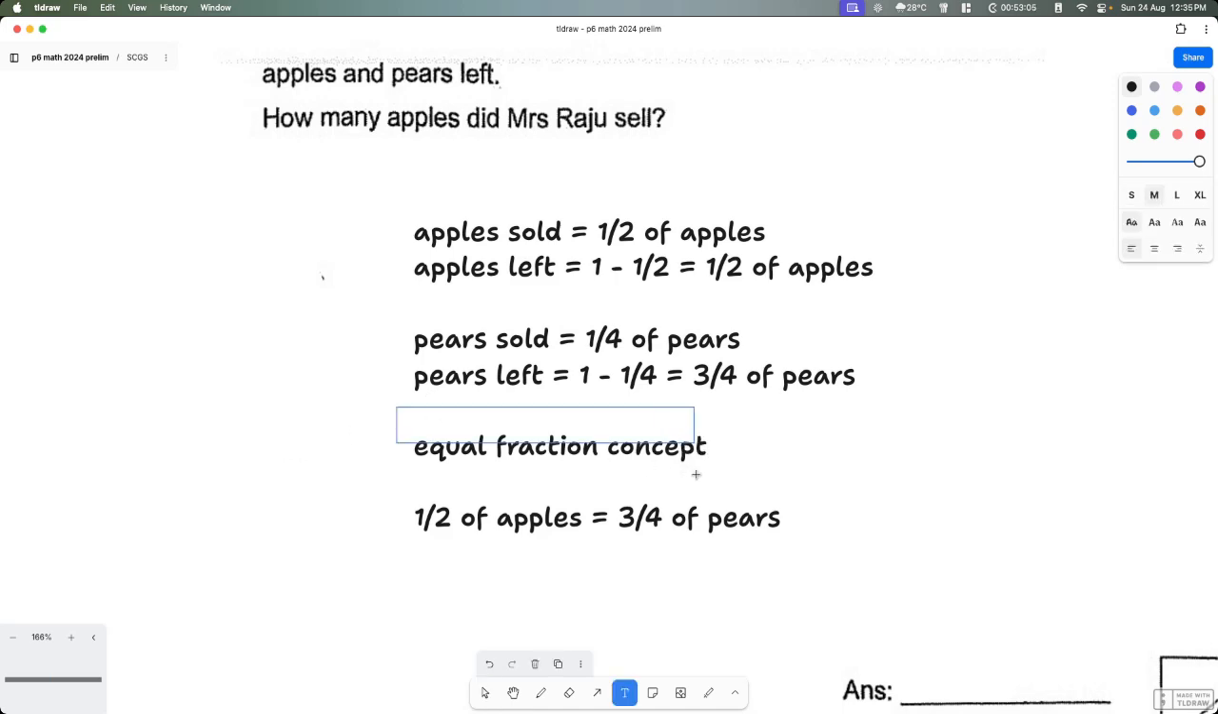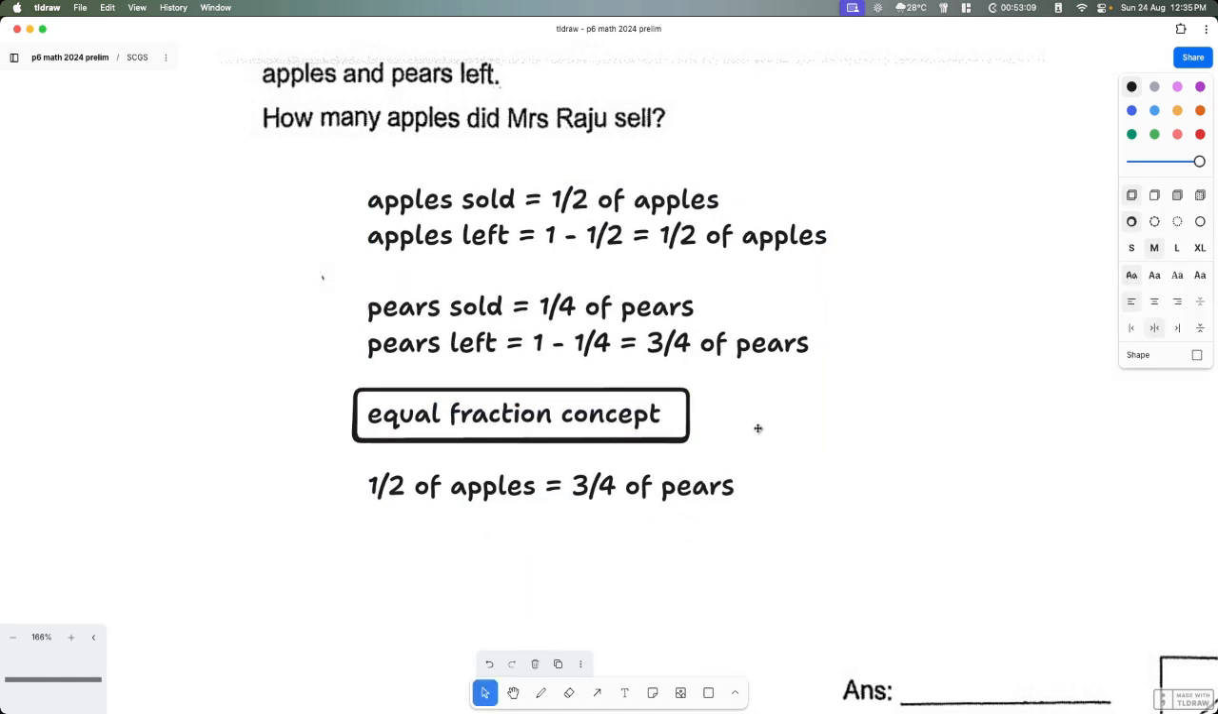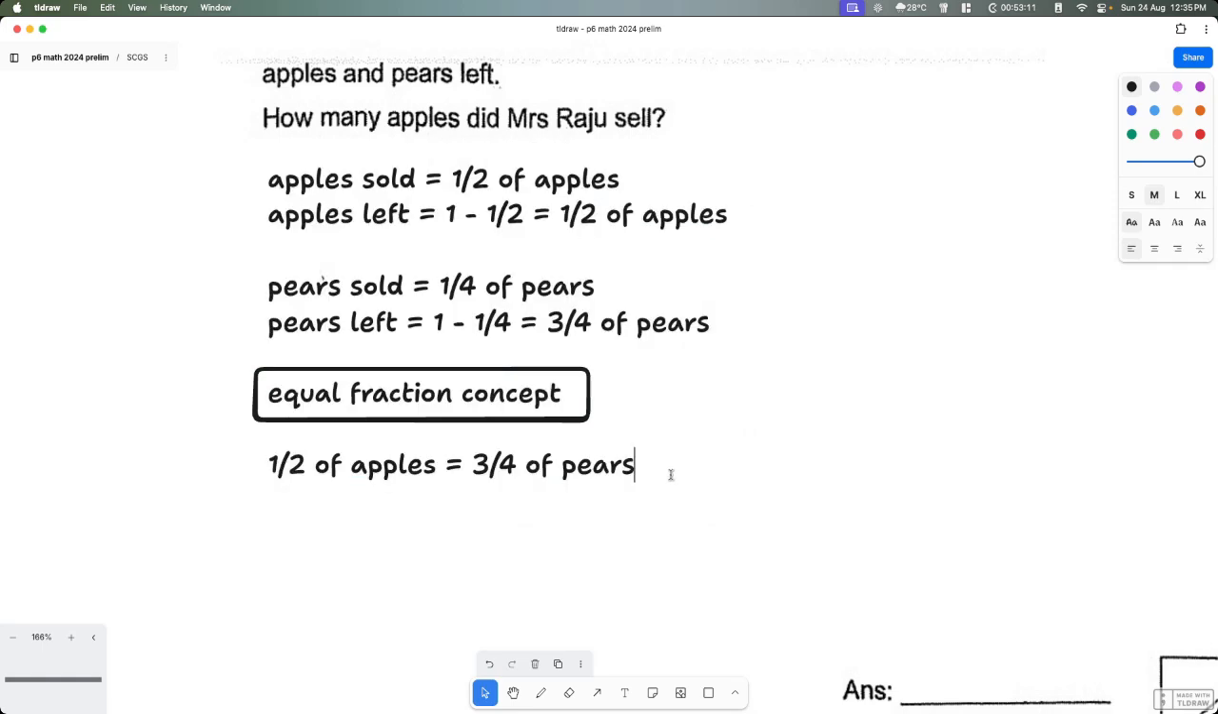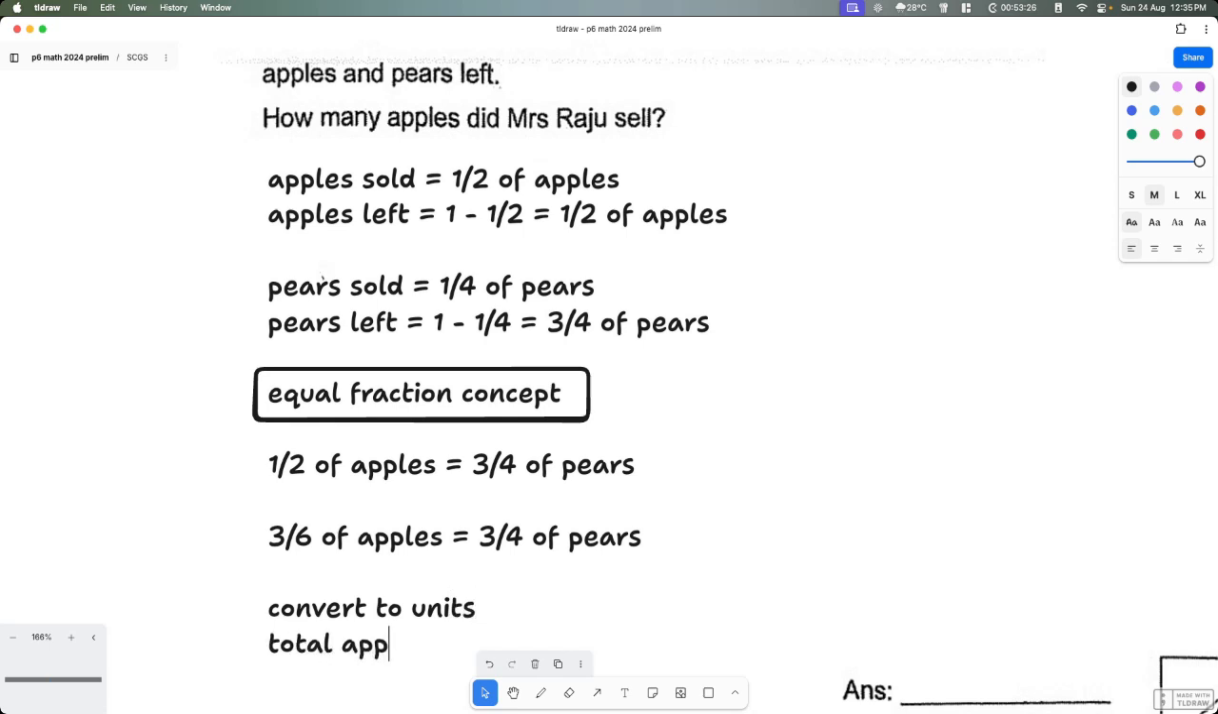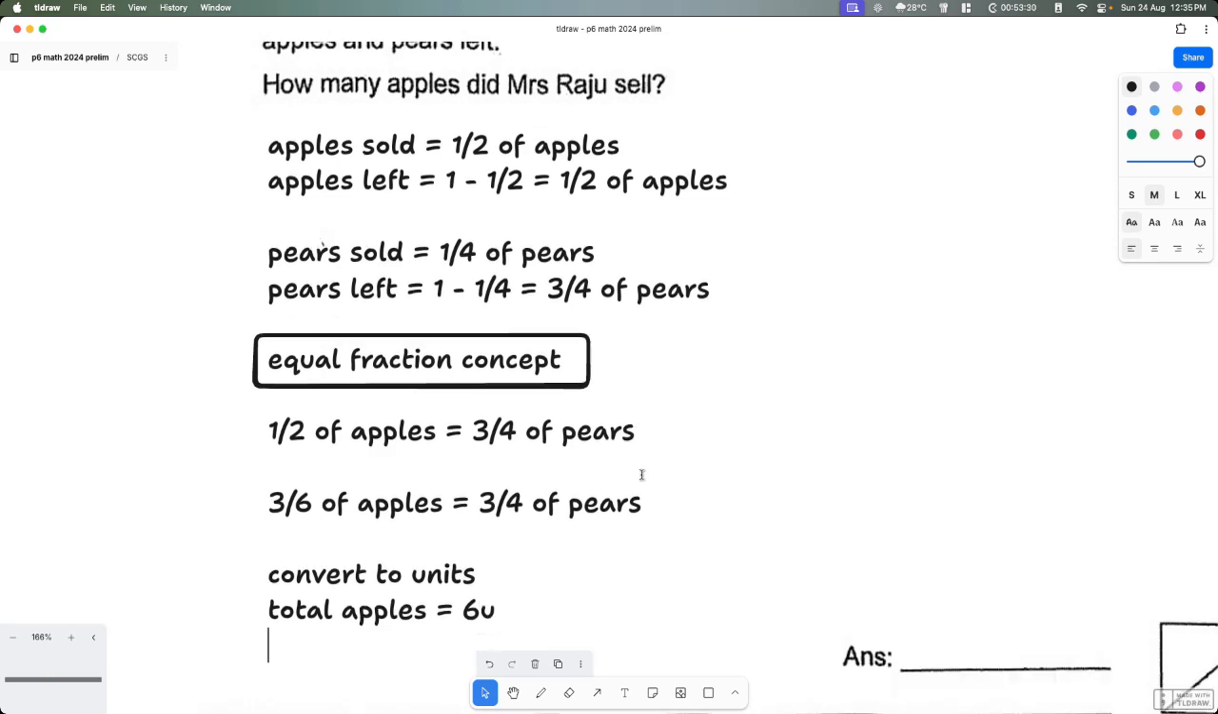Right, so that means, where is this? Give me the rectangle. Right, so then that means we just have 3 out of 6 of apples. It's got 3 out of 4 of pears. Okay, that means convert to units. So total apples is equal to 6 units. Total pears is equal to 4 units.